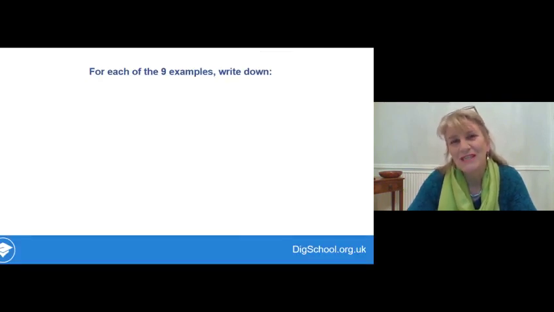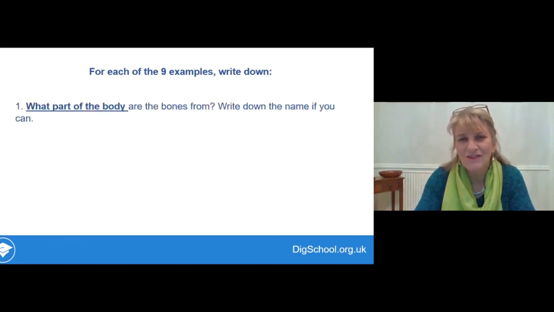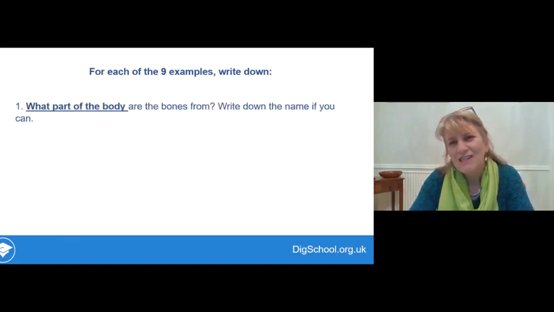What we're going to do now is go through some of the bones from the Thorney Bones. I'm going to show you 9 examples. Some of them are just a single bone, some of them are 2 or 3 together. For each of those, I'd like you to write down, firstly, what part of the body you think the bone's from. And write down the name if you can, or if you want to go back and check so you can learn it, then do that and have another look at that skeleton diagram I've just shown you.